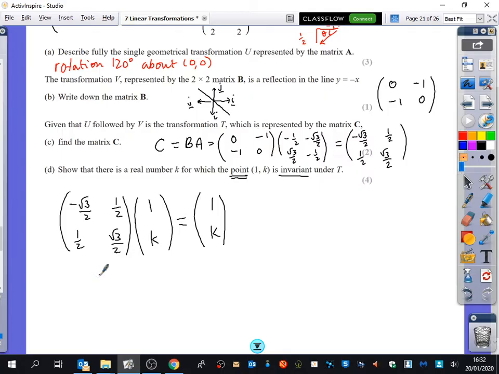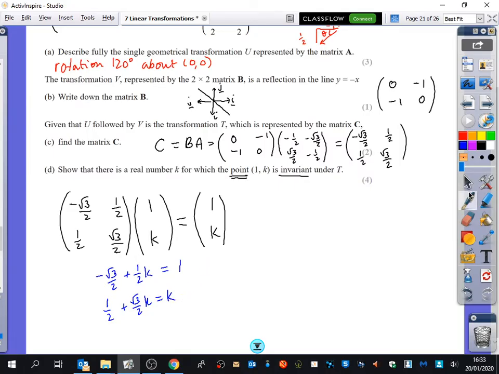So I get minus root 3 over 2 plus a half k. What's that going to be equal to? 1, yeah, we're just looking at the top part and we know it's going to be equal to 1, right? So I'm going to say that is equal to 1. Now, I'm going to solve this equation and see what k is, but that's not the end of the question, because I also need to check it's true of the bottom one as well. In fact, why don't I set up the bottom bit too? What does the bottom part multiply out to when you do this times this? A half plus root 3 over 2 k equals k.